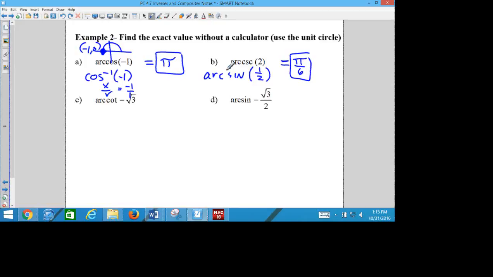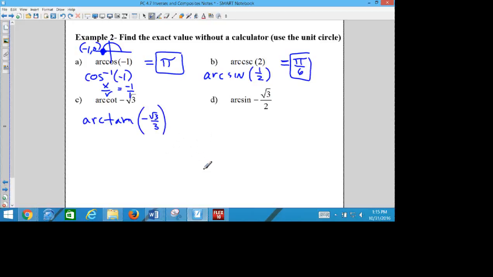Next one is arc cotangent. So I would change it to arc tangent first. You don't have to change it. I just think it's easier because I only have tangent memorized. I don't have cotangent memorized. So arc tangent would be negative square root of 3 over 3.